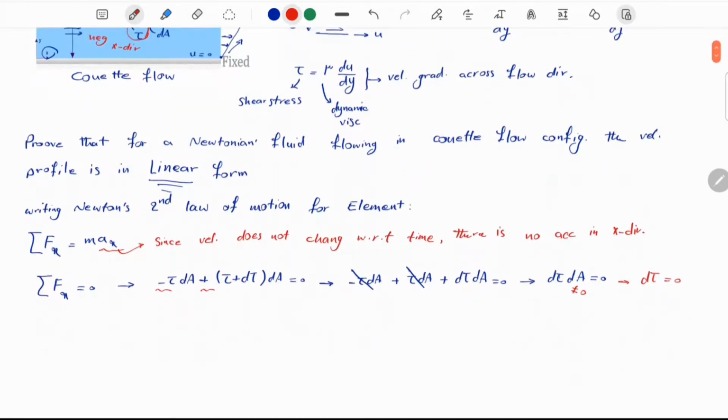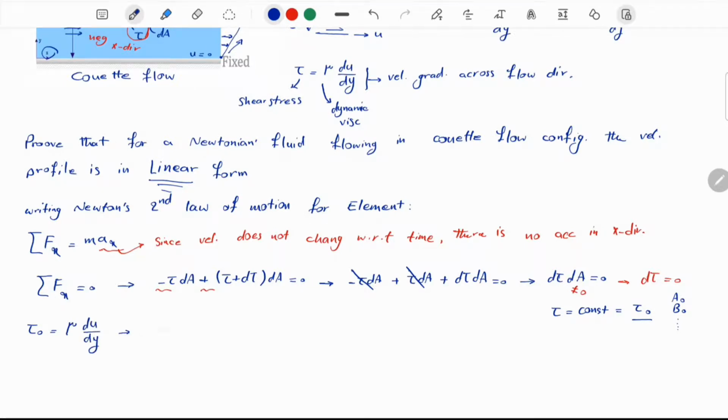Okay, putting d tau equal to 0 means a differential of a variable equals 0. So that variable is no longer a variable and it's a constant. So tau equals some constant. I call this constant, for example, tau naught. You can name it as A naught, B naught, or whatever you want. I call it tau naught. So from Newton's viscosity law, we have tau naught equals mu du over dy. This is Newton's viscosity law.